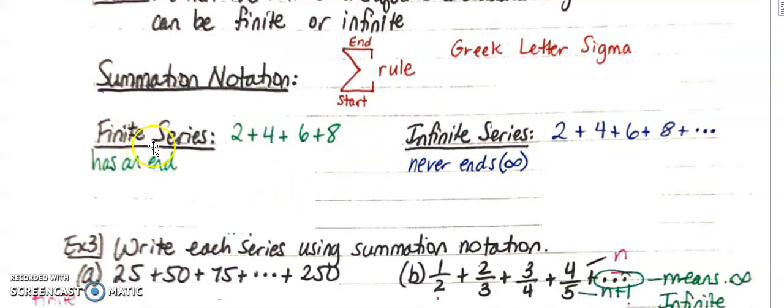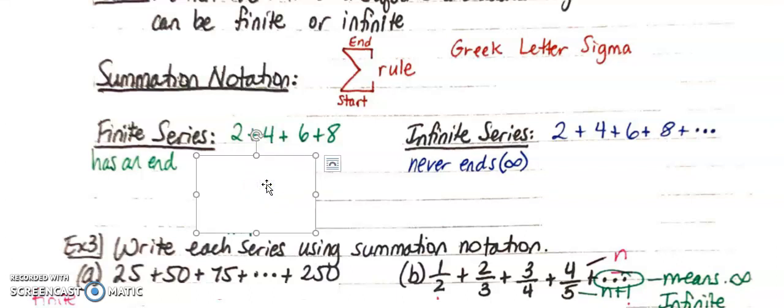So if we take a look here, just the definition of finite and infinite series. Finite series, here we have 2 plus 4 plus 6 plus 8. Again, this tells us it's a series because we have the pluses in between the numbers, not commas. Now, a finite series has an end. So this finite series only has 4 terms, 1 to 4: 1, 2, 3, 4.